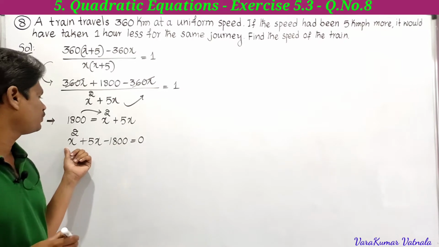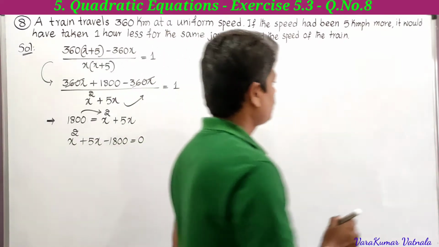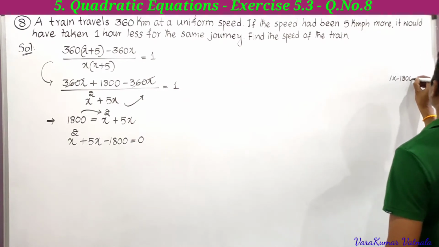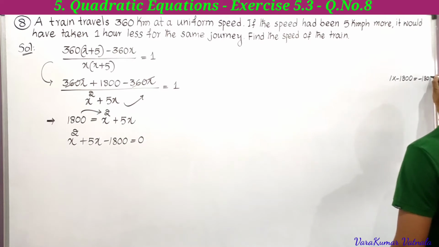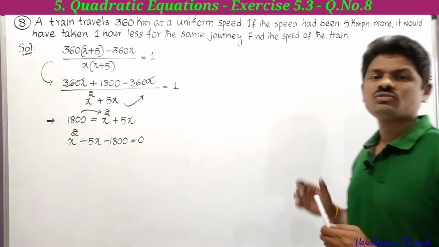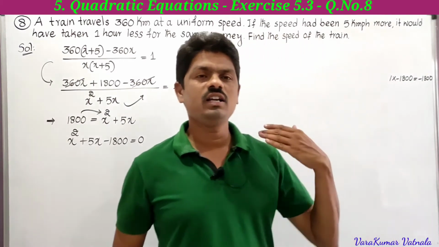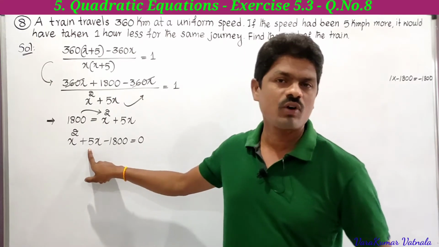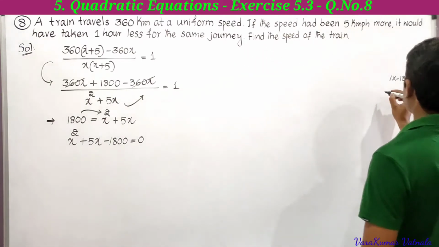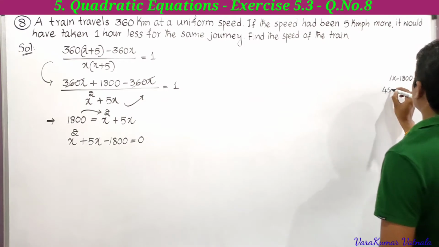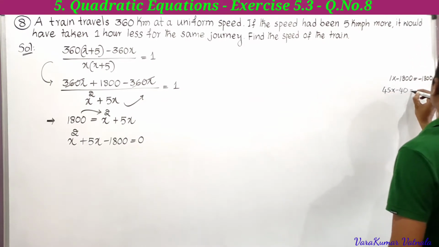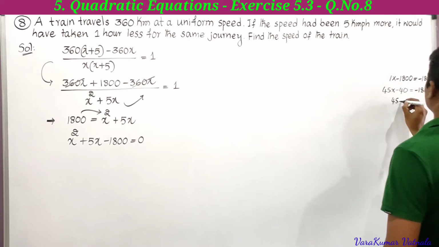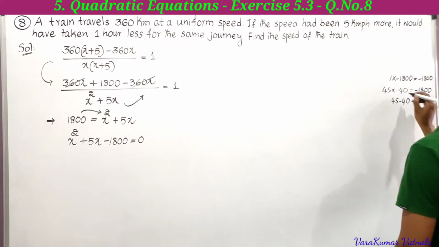So multiply the coefficient of x square by the constant. So see here what we get. 1 into minus 1800 is equal to minus 1800. So now we have to find two factors for minus 1800. The condition is their product should be minus 1800 and the sum should be plus 5. So I am selecting plus 45 into minus 40. 45 into minus 40 we get minus 1800, and 45 minus 40 is equal to plus 5. So these two are the factors.